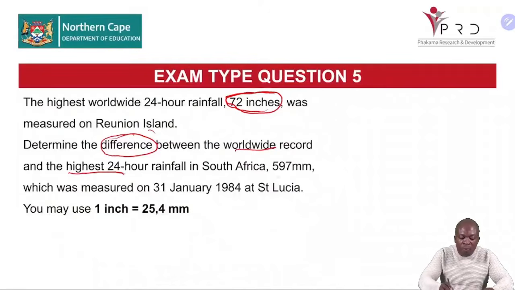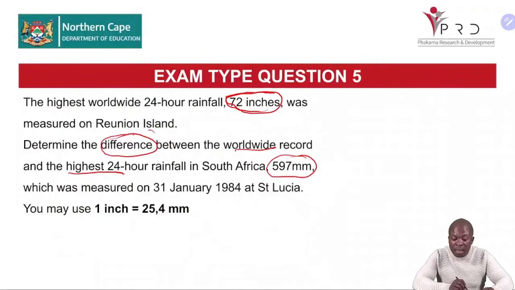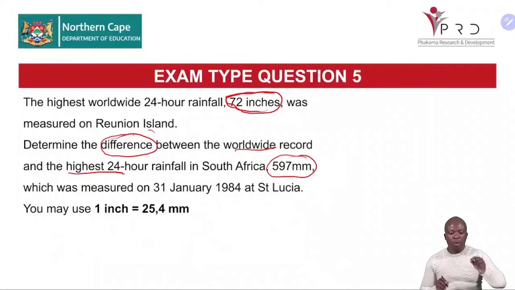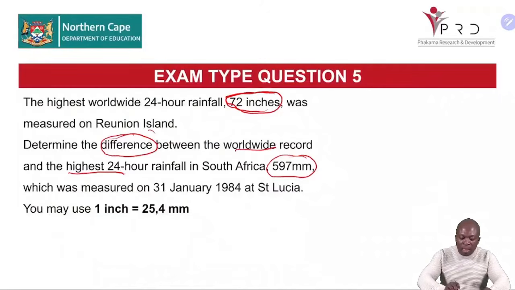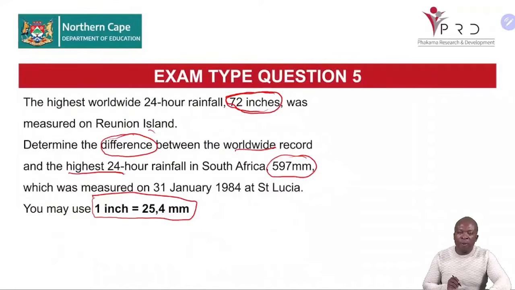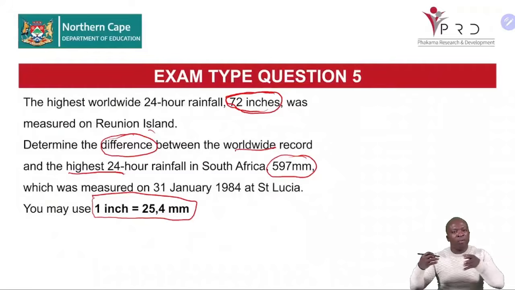and the highest 24-hour rainfall in South Africa, which is 597 millimeters. So we have one value which is in inches and the other one is in millimeters. Look at here. The examiner says every 1 inch is the same as 25.4 millimeters. So then how do you do this? Again, I'm referring to what we have been doing before. We are going to divide, we are going to multiply.